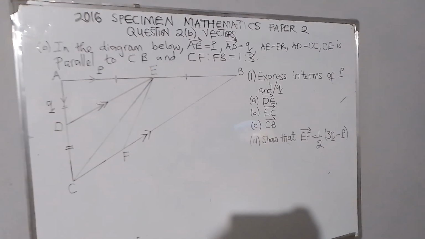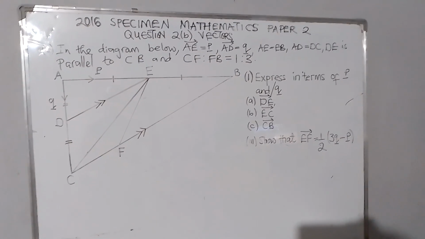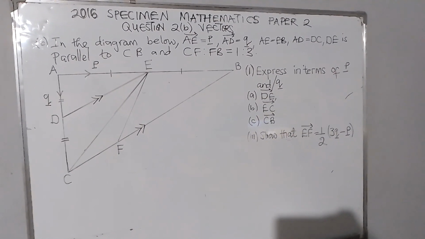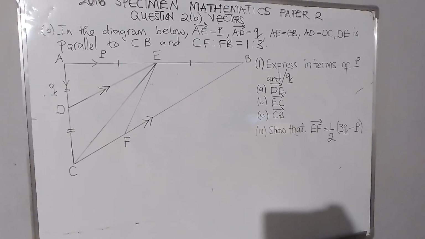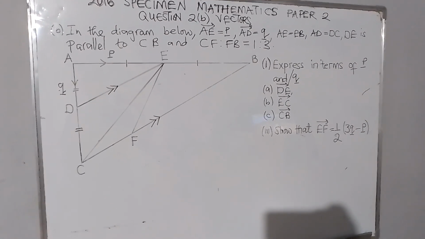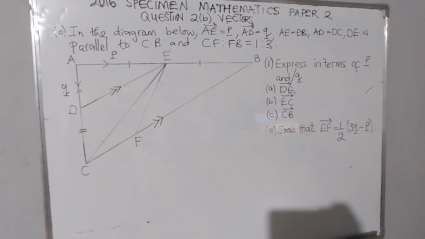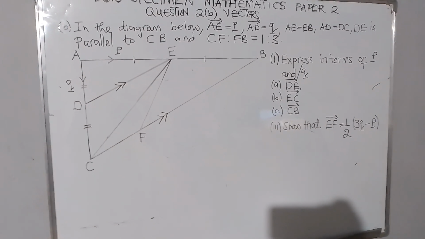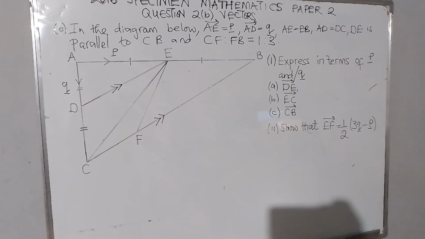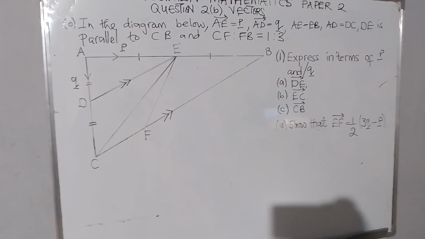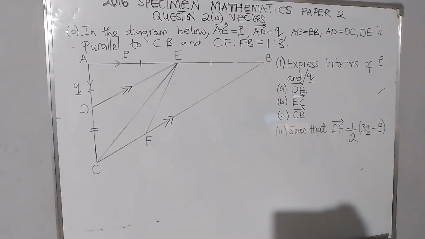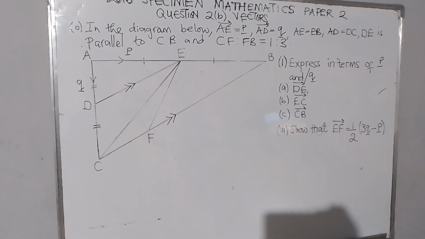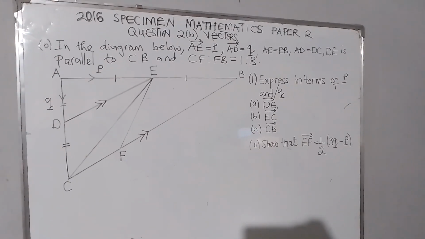So this question, as it reads in the diagram below: AE is equal to vector P, AD is equal to vector Q, AE is equal to EB, that means that those are straight lines, AD is equal to DC, DE is parallel to CB, and CF to FB, as the ratio, is equivalent to 1 to 3. And there is a diagram which you can see.